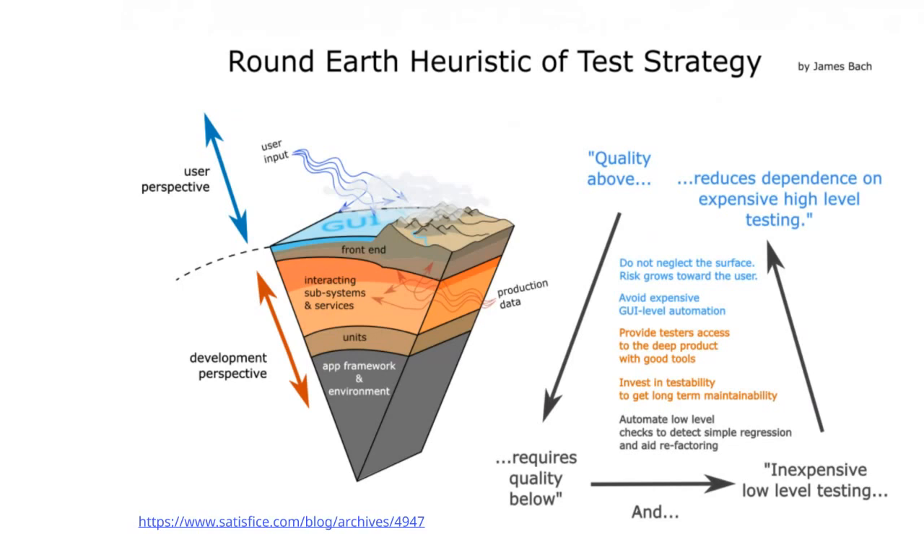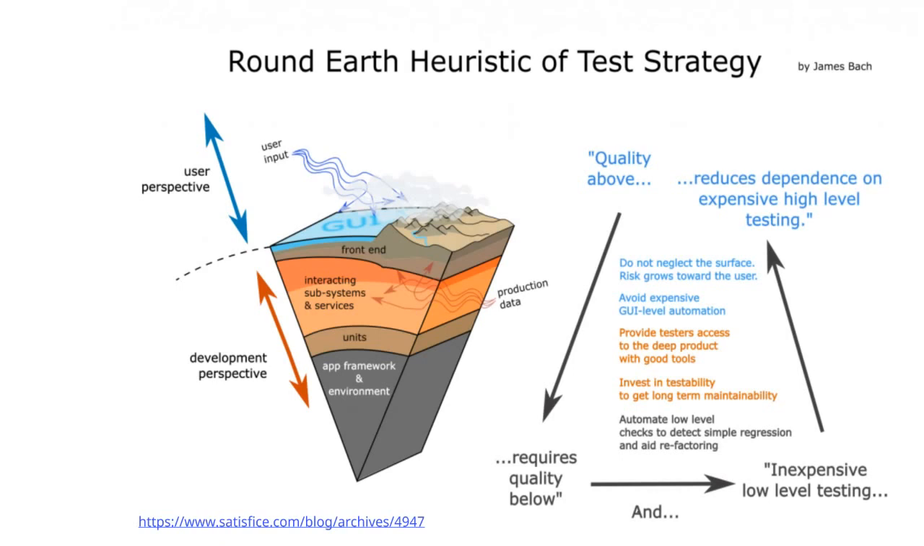And then finally, we have at the top the UI layer where the user's perspective and variability of user input has to be taken into account. So on the right of this model, it kind of draws out some of the principles that are familiar to the triangle. You know, quality above on the surface requires quality below in the foundations. And it's less expensive to write tests at the lower layers. So we spend a lot of time writing a lot of tests, providing a large amount of coverage at these lower layers. And that in turn reduces the dependence on expensive high-level testing.